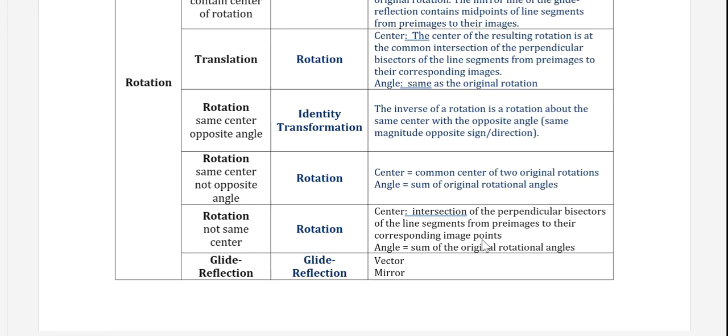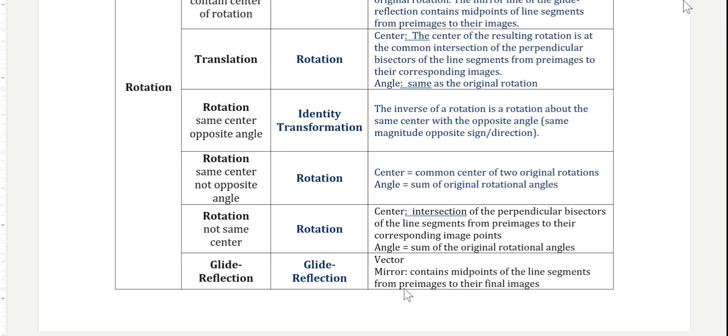And if it's a rotation followed by a glide reflection, you get a glide reflection. And the mirror line will contain midpoints of the line segments from pre-images to their final images. So that gives you something there for rotation.